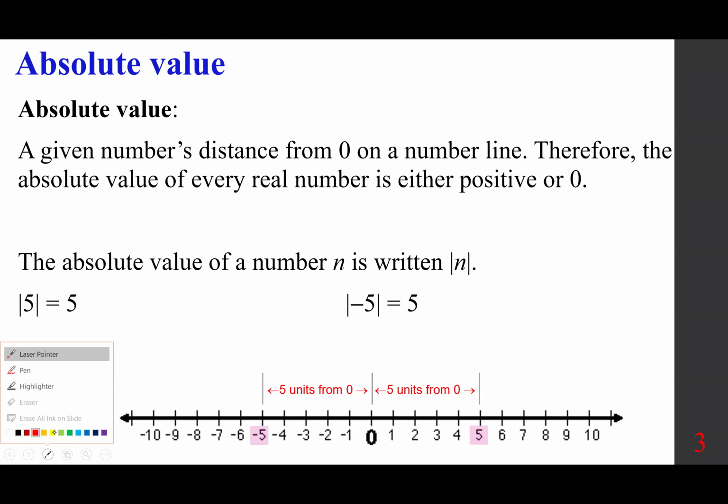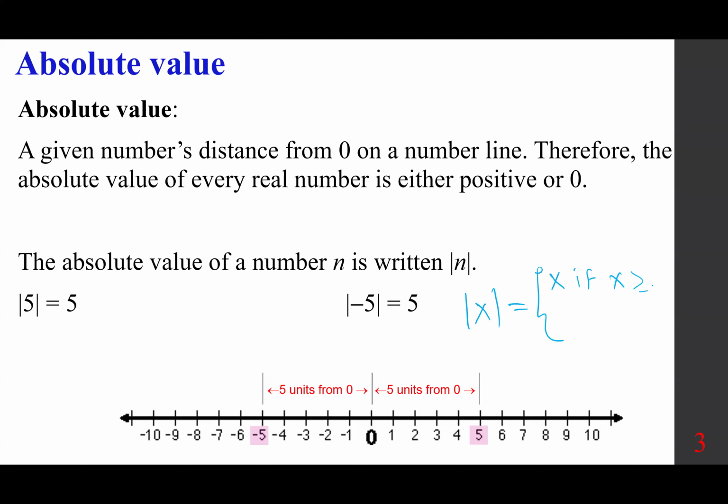So we can define an absolute value of any number x: the absolute value of x is x if x is larger than or equal to 0, and it's minus x if x is less than 0. Please understand, this means the opposite of x. So if you want the absolute value of 5, because it's positive, just drop the absolute value sign. But for -5, you write negative of that, the opposite of that, which is 5. That's the meaning of absolute value in general.